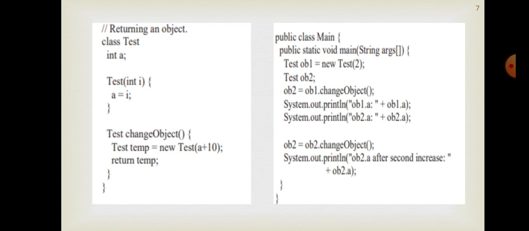So now what is the a value in object 1? The a value in object 1 is 2. What is the a value in object 2? The a value in object 2 is 12. So if you print the values, ob1.a will give you 2 and ob2.a will give you 12.